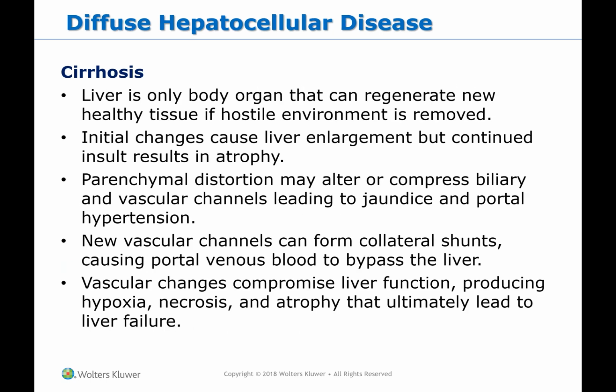The liver is the only body organ that can regenerate new healthy tissue if the hostile environment is removed. So initial changes cause liver enlargement, but continued insult results in atrophy. So first, the liver is going to get really big, and then it's going to shrink as it gets even more sick. It's kind of crazy how the body does this, but new vascular channels can form collateral shunts to cause the portal venous blood to bypass the liver because it can't go through the liver correctly.